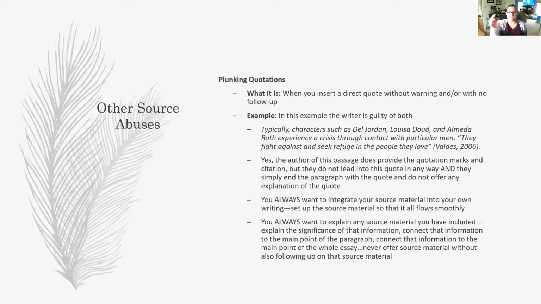A paragraph should never begin with source information, because you always need to build up to it. You have to get us to the point where it makes sense to provide that quote or that paraphrase and integrate it. Don't plunk.